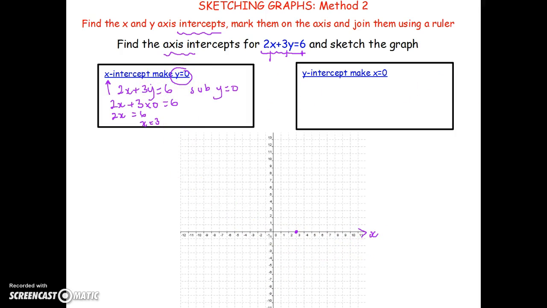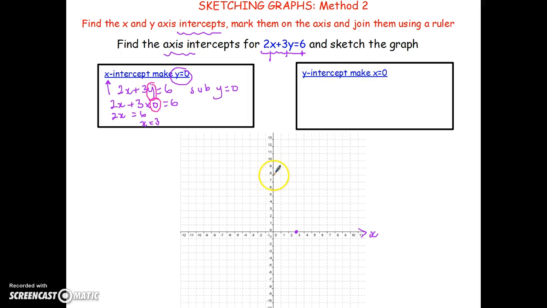So all I've done is, instead of writing y here, I've written 0. And then it's all just worked out that 3 lots of 0 is just 0. 2x is 6, x equals 3. Let's have a look what happens when we go the other way. To get the y-intercept, we make x equals 0.